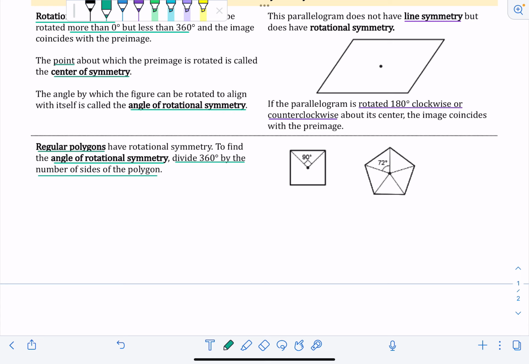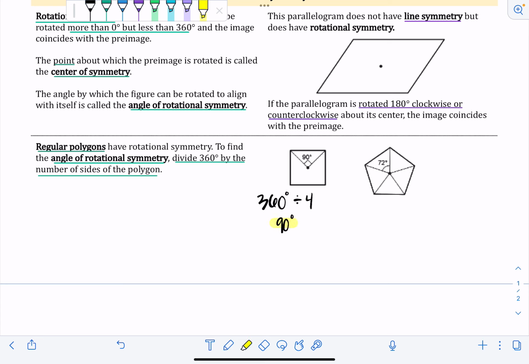We have a square. With a square, I only need to rotate it 90 degrees for it to land back exactly on what it looked like before. And we're always looking for the smallest angle measurement that would give us those points that coincide. There's an infinite number of rotations that land in the same spot on the square, but we want the smallest angle that gives us that same figure. So 90 degrees, and if you're not sure, you can always do 360 divided by the number of sides, which is 4 sides in a square, so 360 degrees divided by 4 is 90 degrees.